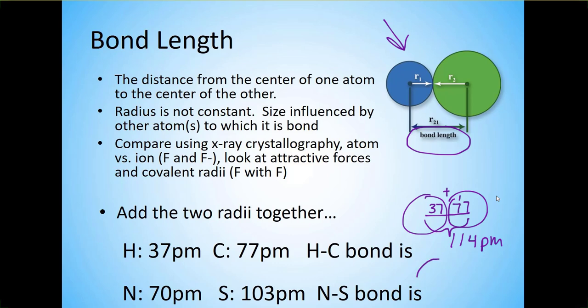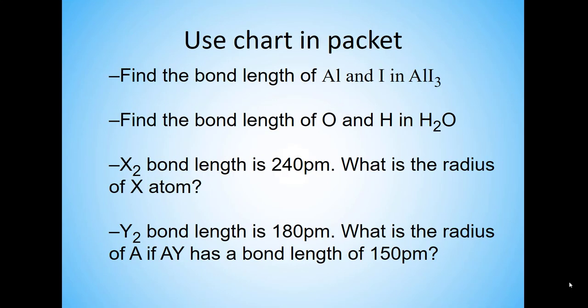So we have nitrogen is 70, and we have sulfur is 103. And I would add those up for the bond length, and that would be 173 picometers. So using the chart in your packet, we can figure out these bond lengths. So you're not expected to memorize this chart of radii. It will be given to you on the test and of course right there in your homework.